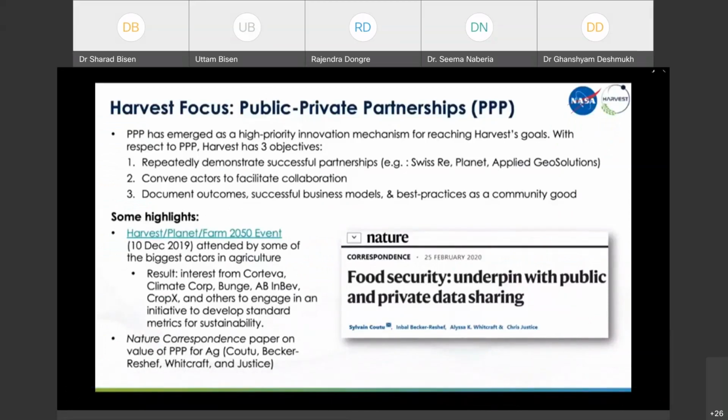Public-private partnerships, or PPP, has emerged as a high-priority innovation mechanism for reaching Harvest's goals. They have strong partnerships with the private sector and serve as a bridge to convene researchers, public, and private stakeholders. Below are some highlights from 2019 of the successes Harvest has achieved in public-private partnerships.